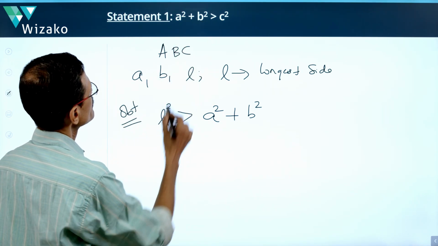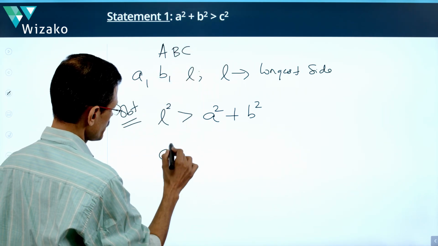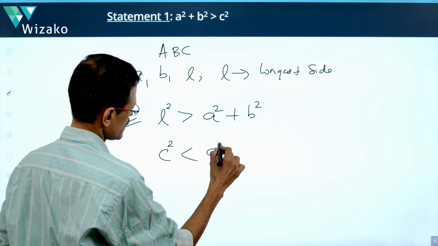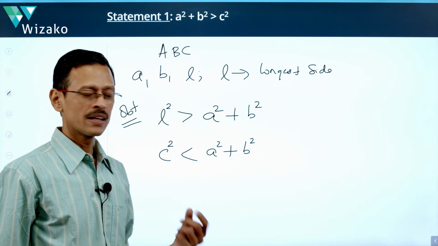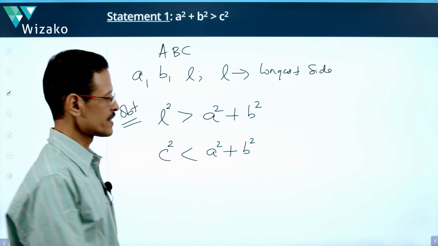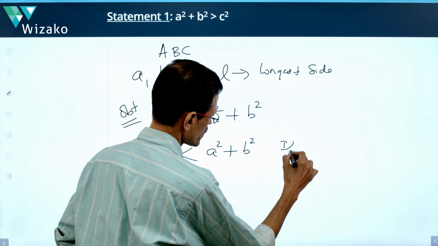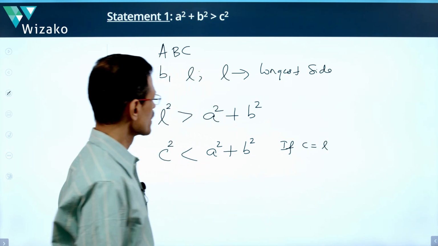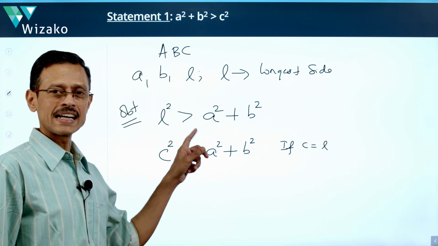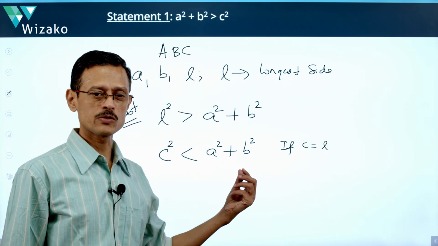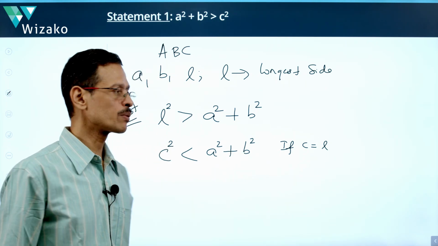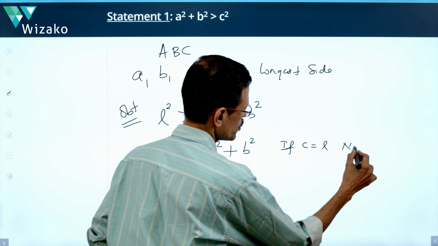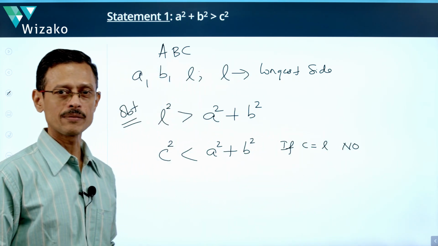What do we have here? We'll rewrite this inequality. It appears to be C square is less than A square plus B square. So based on what I mentioned right now, if C is the longest side, if C is equal to L, L square is not greater, L square is less than A square plus B square, we can deduce that the given triangle is an acute angle triangle and therefore we could have answered the question with a no. It is not an obtuse angle triangle.